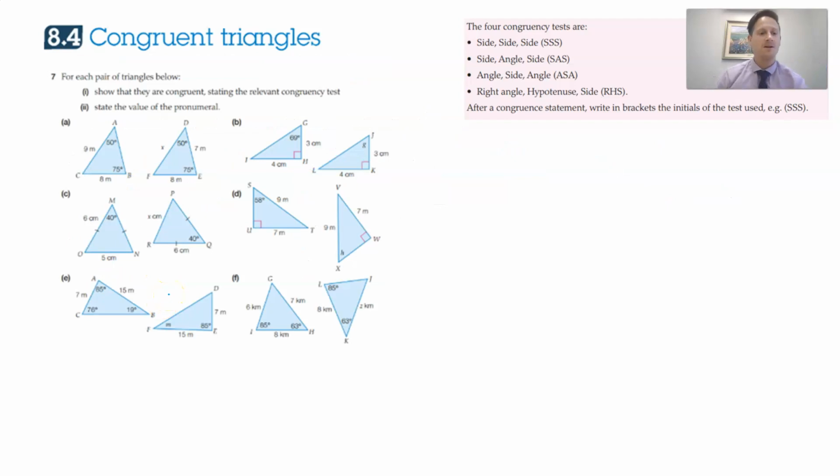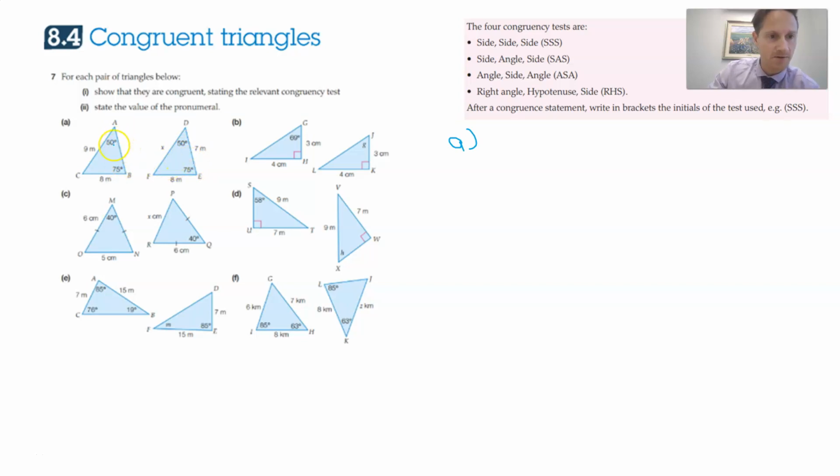The last one, for each pair of triangles below, show that they are congruent, stating the relevant congruency test, and state the value of the pronumeral. So this should be interesting. So let's look at A. We've got angles.